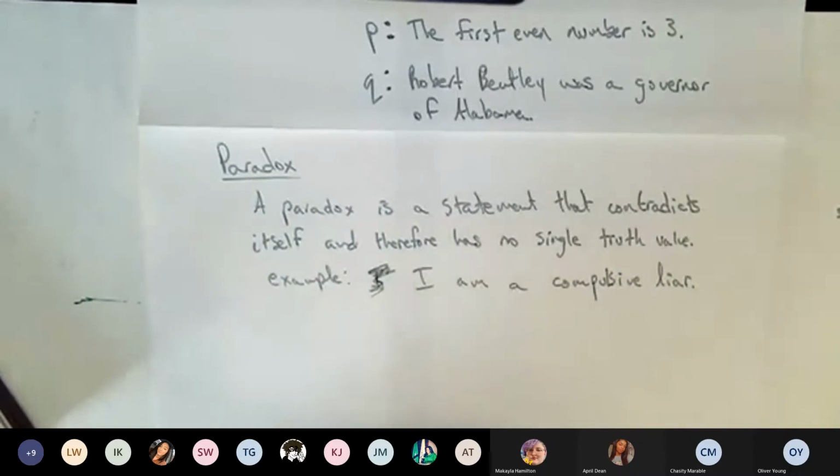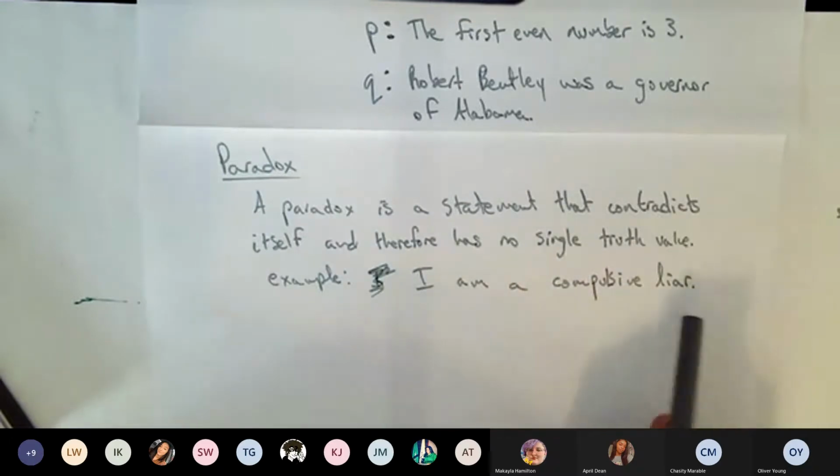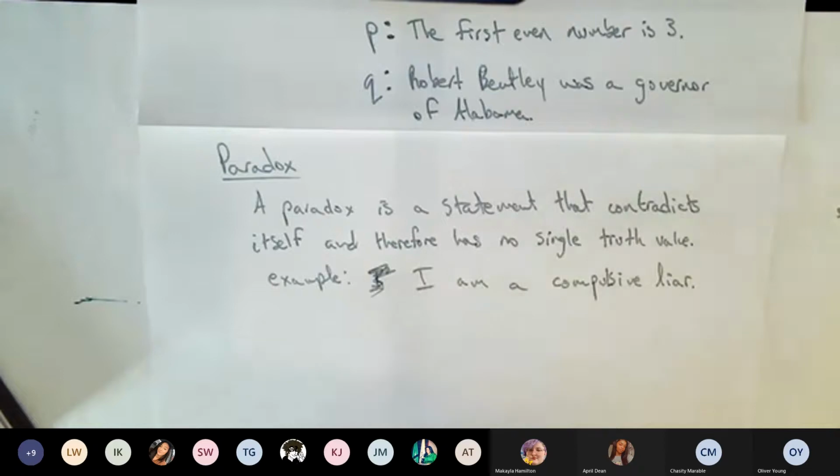We're not going to do a whole lot with paradoxes. Pretty much just be able to identify them and say that they're not statements. That's kind of the point here. How would you assign a value of true or false to this? Okay.